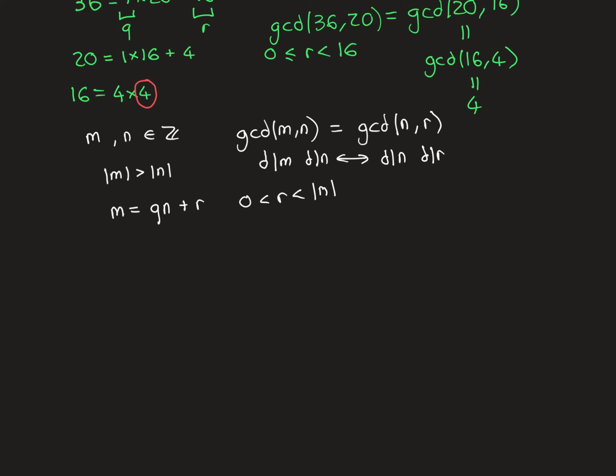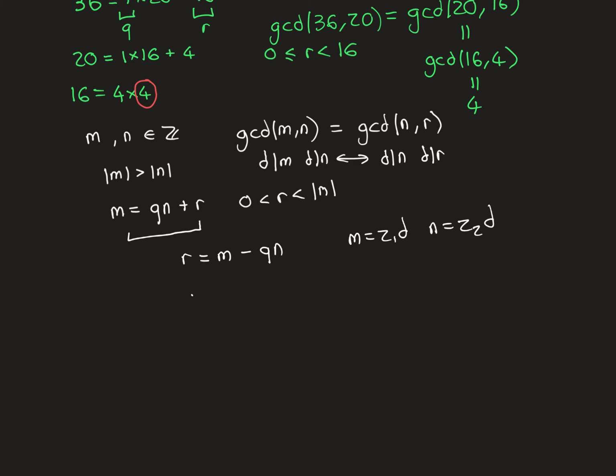Why does d being a common divisor of m and n mean that d will be a common divisor of n and r? So obviously, if d is a divisor of n, then we've got this bit satisfied. So we just need to prove that d will be a divisor of r. Well, here is the equation for r. Just rewrite that: r is equal to m minus q times n. Because d divides m and d divides n, we can write m as some integer which I'll call z1 times d, and we can write n as some integer which I'll call z2 times d.